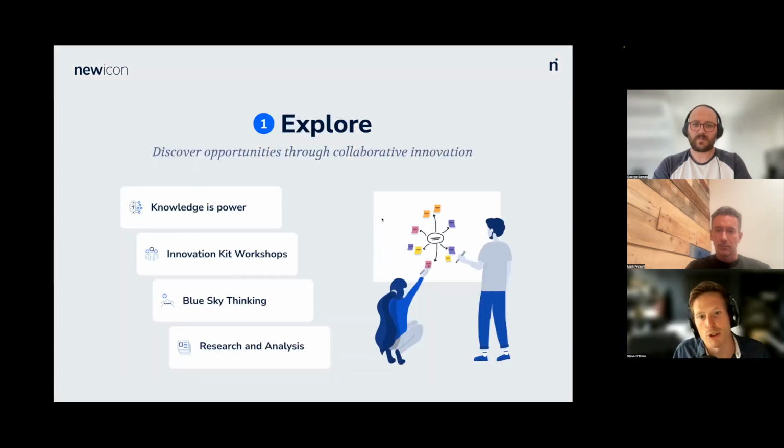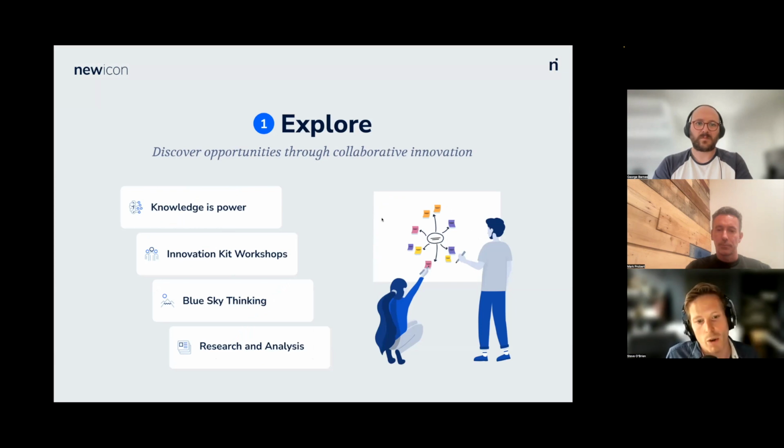And so I'll just go through each of these sections in a bit more detail to give you some flavor of what we do. So, discover opportunities through collaborative innovation. Explore. Essentially, this is where we go in and we begin to understand the problem. There's a few sections to this. We've got knowledge is power. We're going to talk a bit about innovation kit workshops.